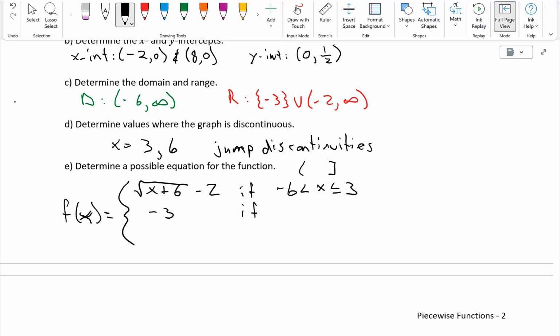For that one, we had if x was between 3 and 6, right? Neither endpoint was included there because of the open circles. And for the last one, we had our absolute value function, absolute value of x minus 8, if x is greater than or equal to 6, right? It started at that 6 and went off to the right forever.